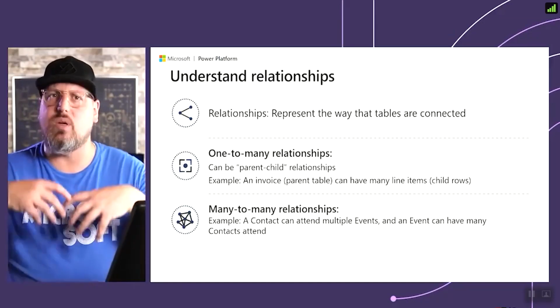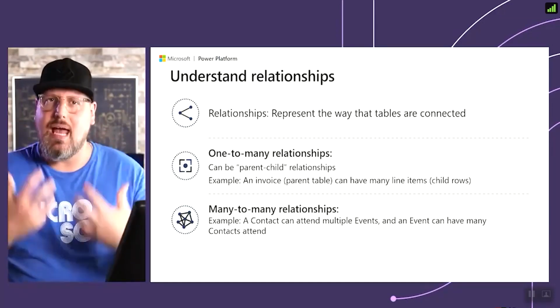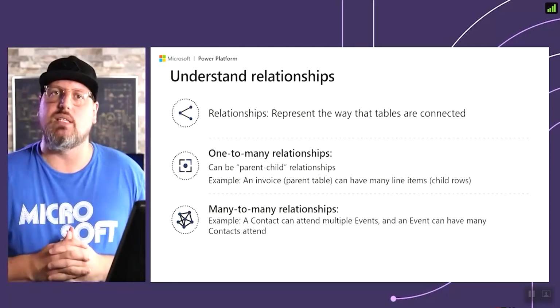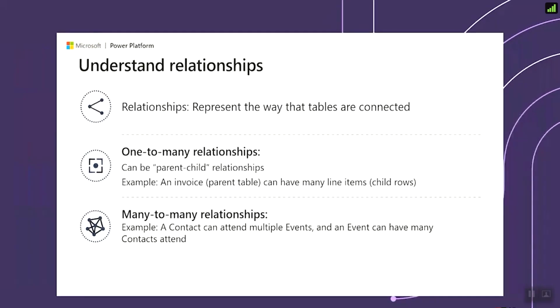And do that with security in mind, and again, the role-based access control principles that we have. So those relationships will represent the way that tables are connected to one another. So a parent and a child are a very good simple definition of a one-to-many relationship.